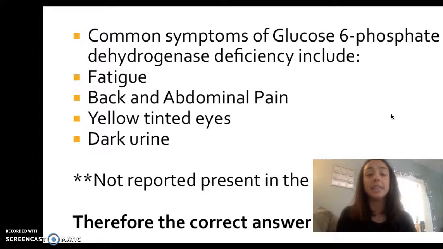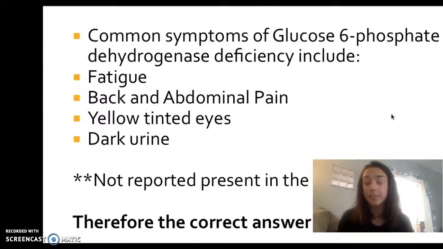And lastly, option D doesn't present itself to be the correct answer because glucose 6-phosphate dehydrogenase deficiency has symptoms of fatigue, back and abdominal pain, yellow tinted eyes, and dark urine. None of these four symptoms have been presented as an issue in the baby. Therefore, the correct answer is C.